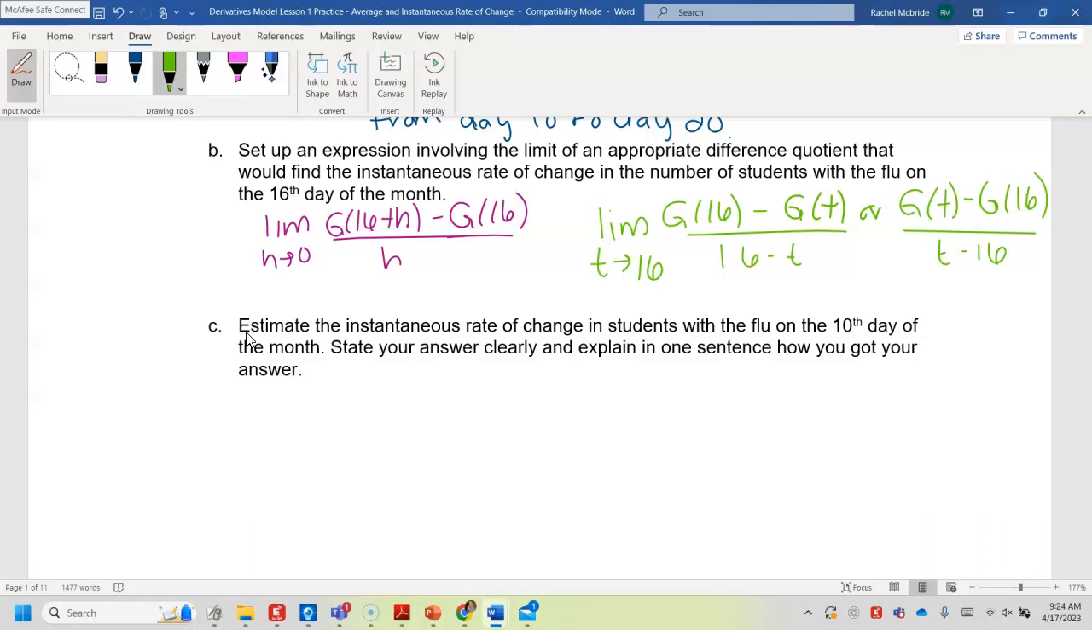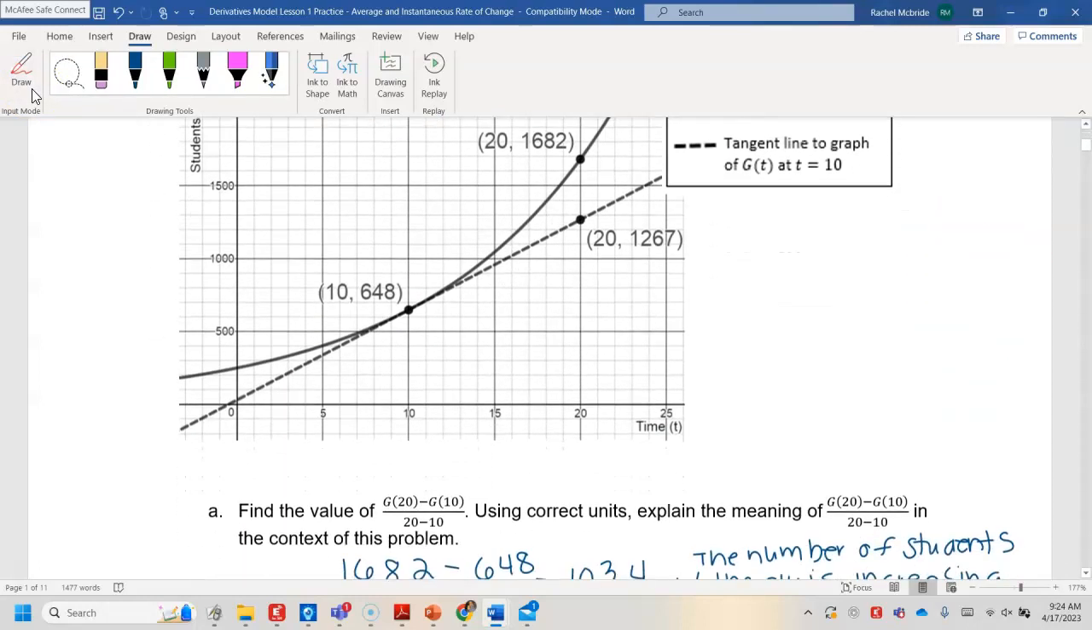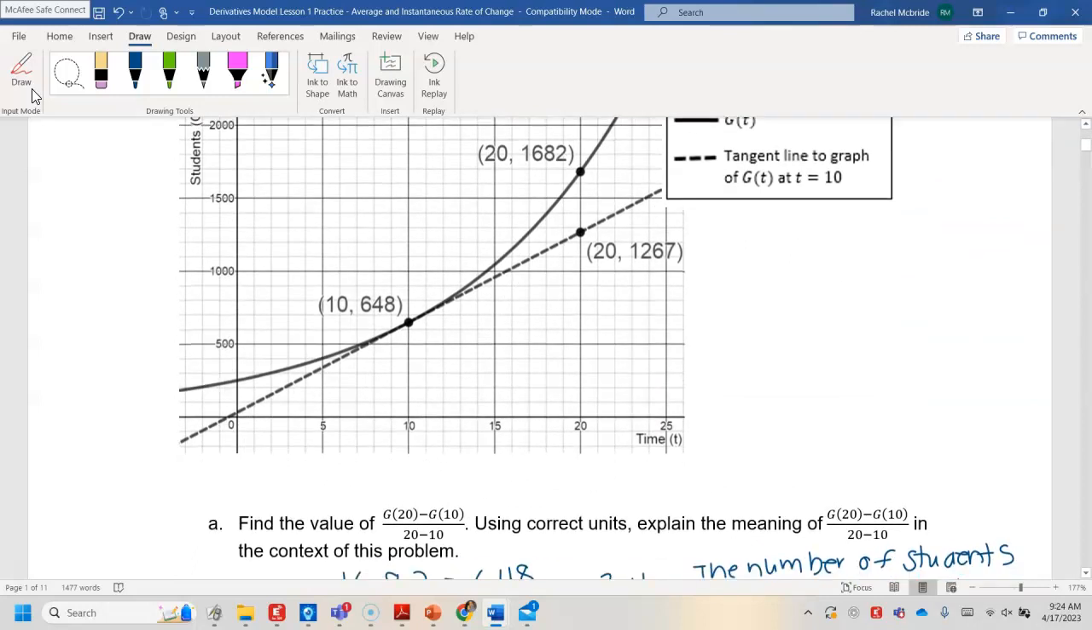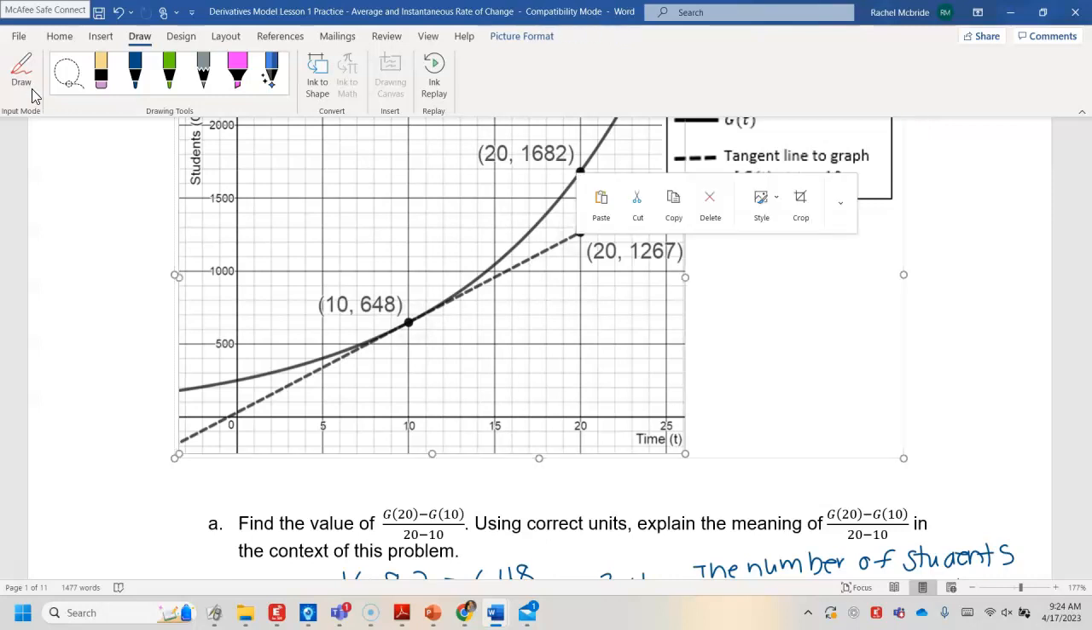So estimate the instantaneous rate of change in students with flu on the 10th day of the month. State your answer clearly and explain in a sentence how you got it. But we only know 2 points. Go back up to that graph. We know 10, 648, and 20, 1682, where the 20, 1682 is on the original curve. And then we know 10, 648, and 20, 1267. Well, 20, 1267 is on my tangent line.